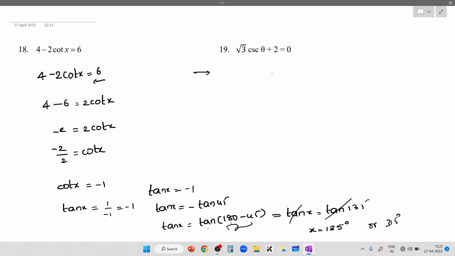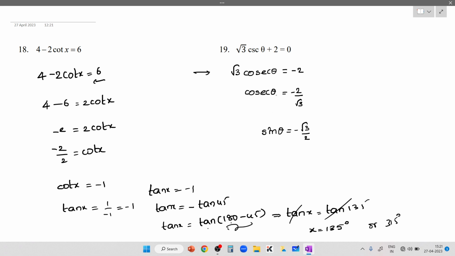So, coming to this question: root 3 cosec theta plus 2 is equal to 0. So it will become root 3 cosecant theta plus 2. If it goes to that side, it will become minus 2. So that means cosecant theta is equal to minus 2 by root 3. And we know that the reciprocal of cosecant is sine theta. So that will become sine theta is equal to minus root 3 by 2.